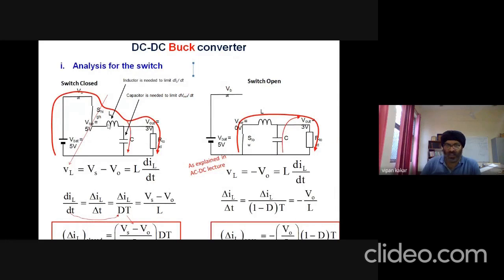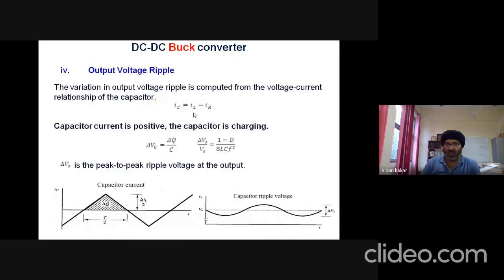So this is the inductor current IL. It gets divided into IC and IR, which is the load current, as per Kirchhoff's current law. So using that concept, we have come up with the capacitor current over here. Now the capacitor current is positive when the capacitor is charging. We know that. And using that concept, we can find out the change in voltage, this one, delta V naught.